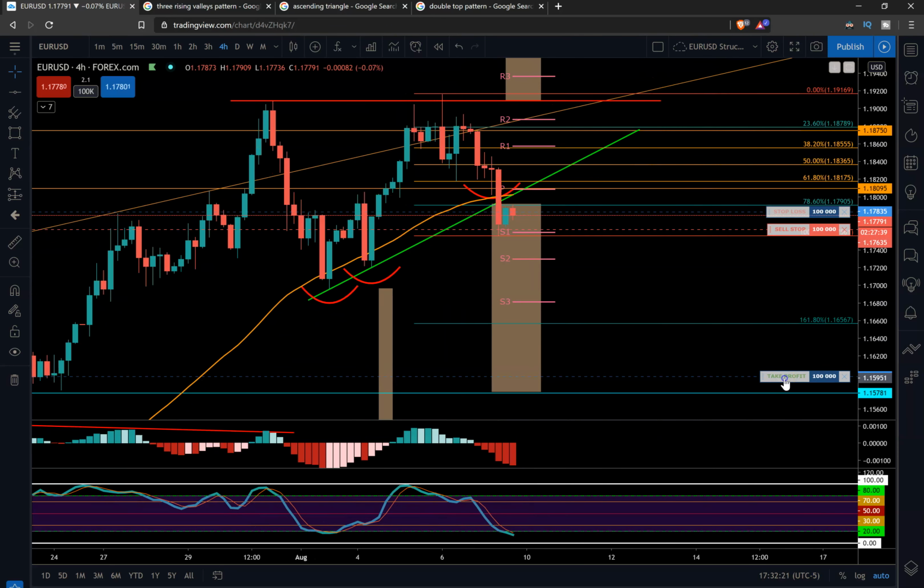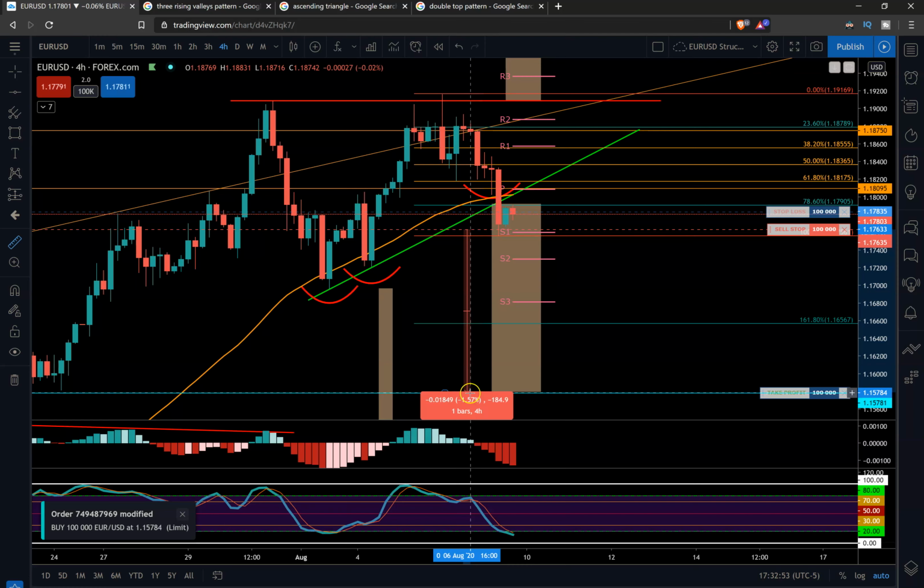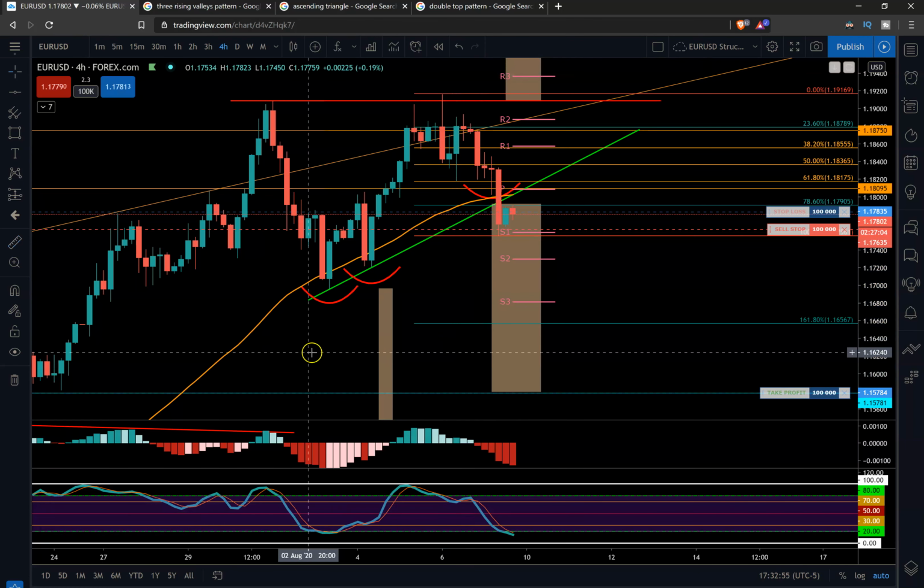And actually, this is 1753. Wow. What is wrong with me? 15781. I'm going to put my stop loss there as a measured move. So like I said, it'll be 180 some pips, right? Let's check it out. About 180 some pips, which is good.